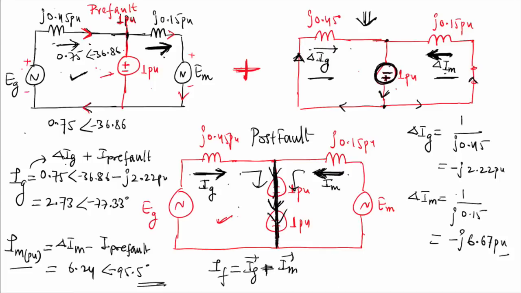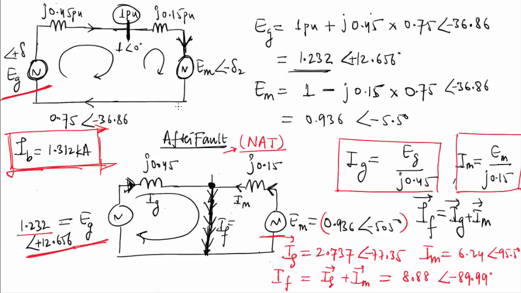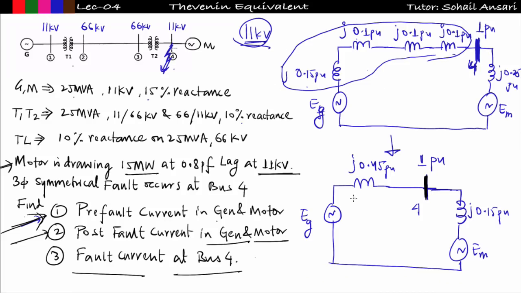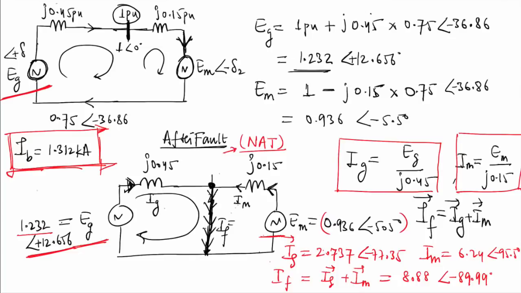Okay, so this is really important to understand. See, in method 1 what I was doing, I was finding first the pre-fault current, then pre-fault EMF across generator, then pre-fault EMF across motor. So three parameters I am finding in method 1, and after finding this I was short circuiting the sources during post fault, and finding the Ig and Im, that is Eg upon j0.45 and Em upon j1.15. Okay, so what was the difficulty we faced in method 1? In method 1 we have to find the extra parameters, that is the values of Eg and Em.